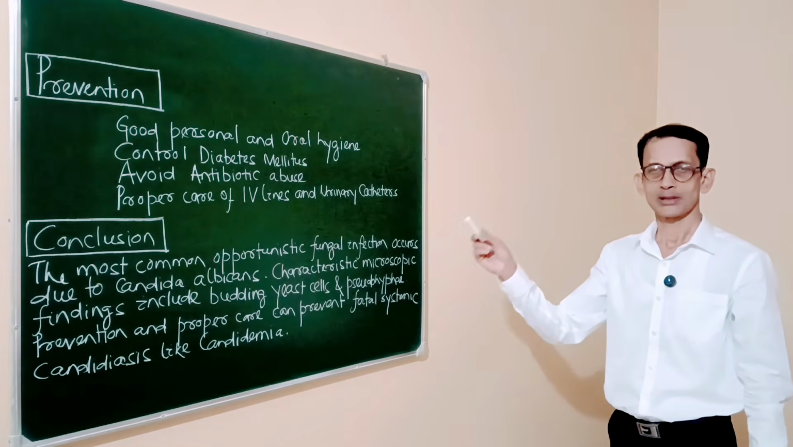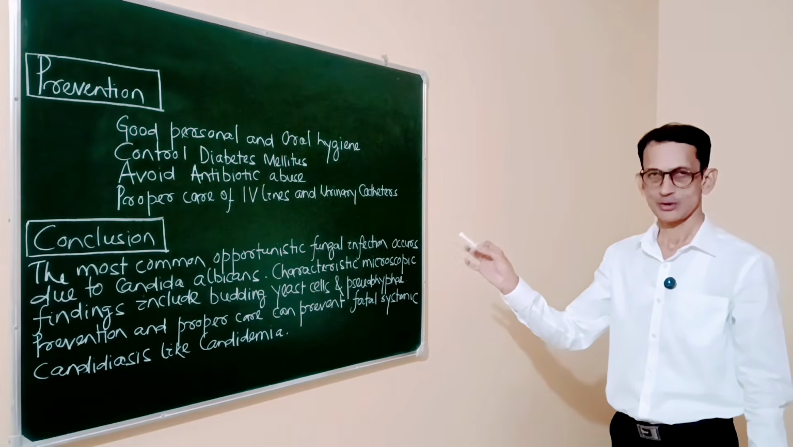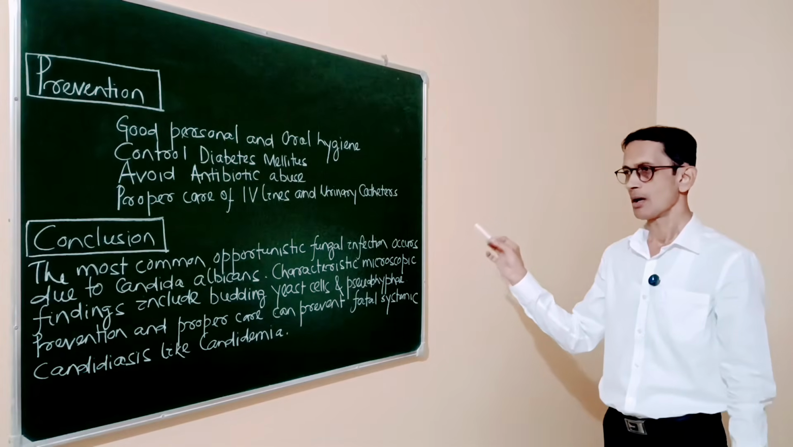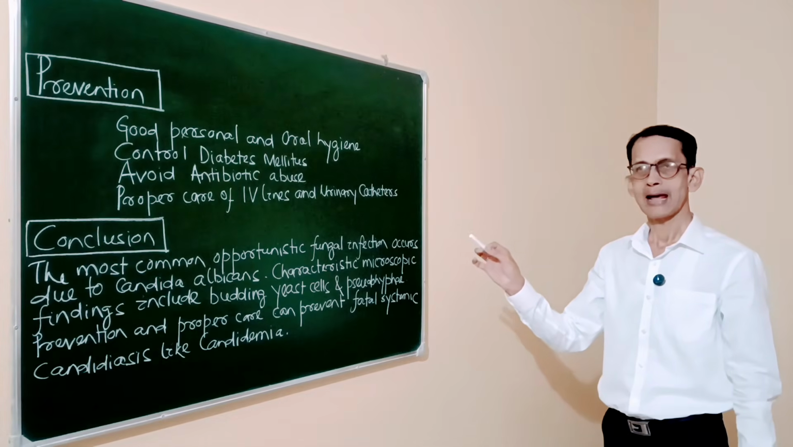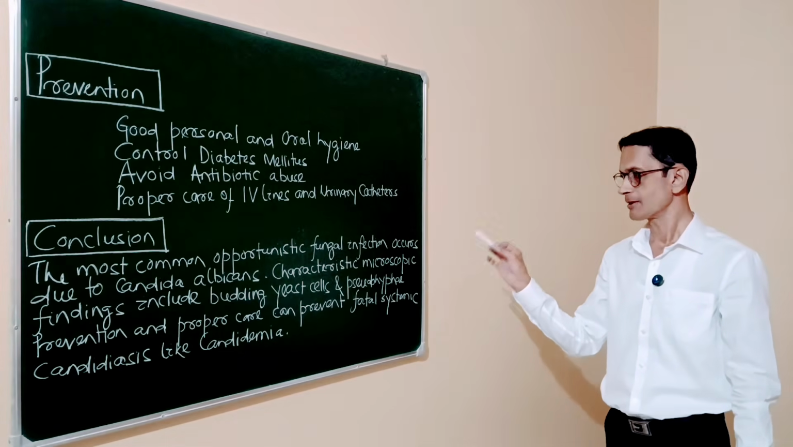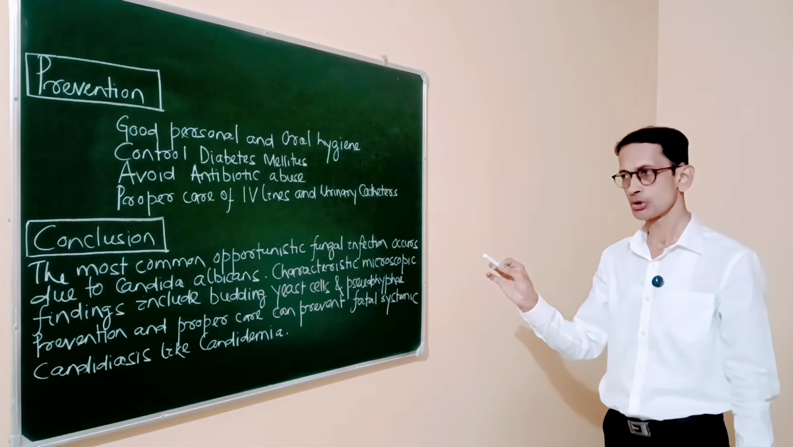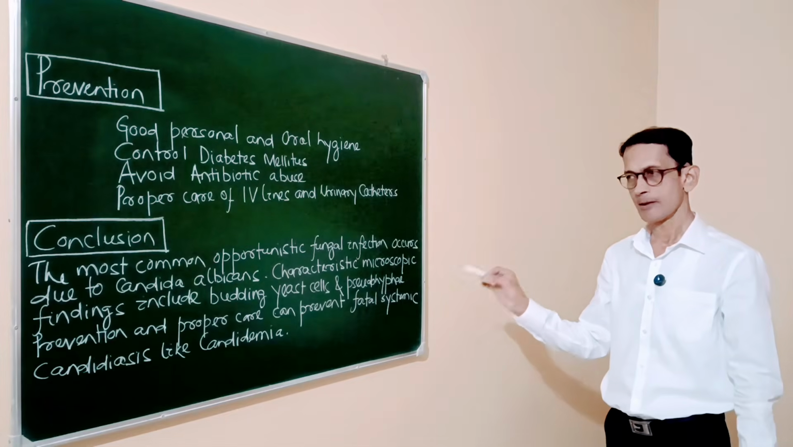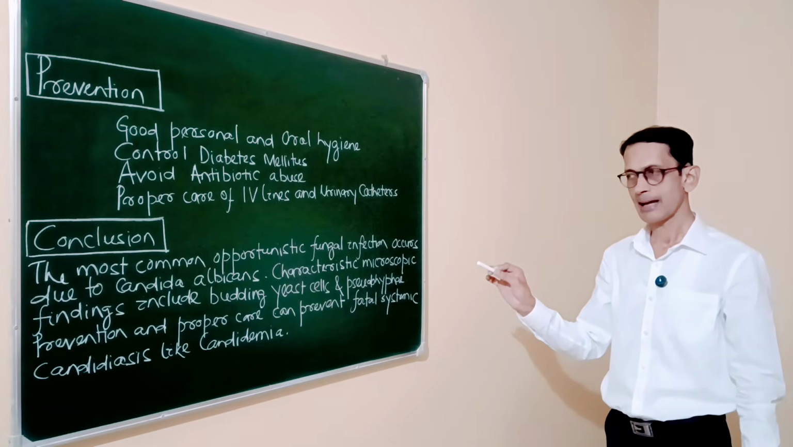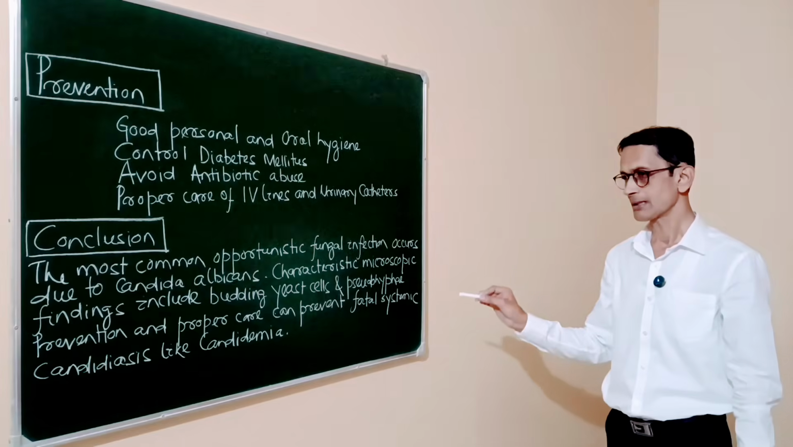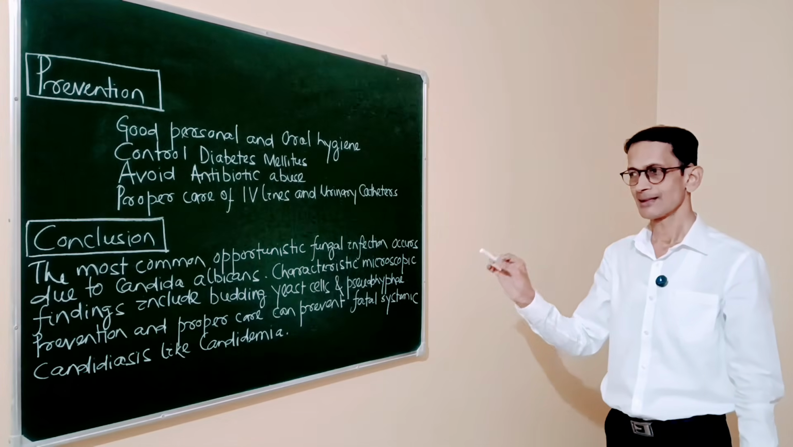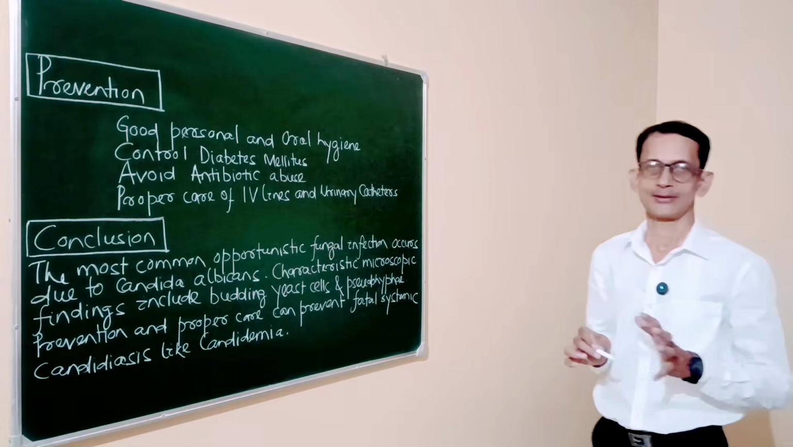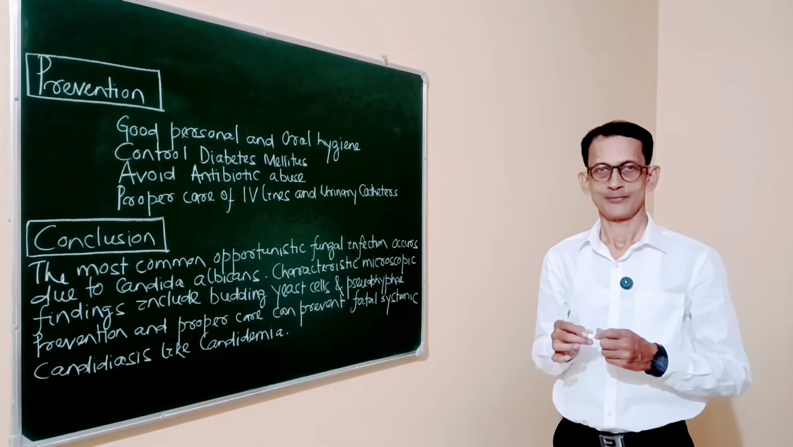And finally, give the conclusion to the essay type question. The most common opportunistic fungal infection occurs due to Candida albicans. Characteristic microscopic findings include budding yeast cells and pseudohyphae. Prevention and proper care can prevent fatal systemic candidiasis like candidemia. So this is the answer of the essay type question.